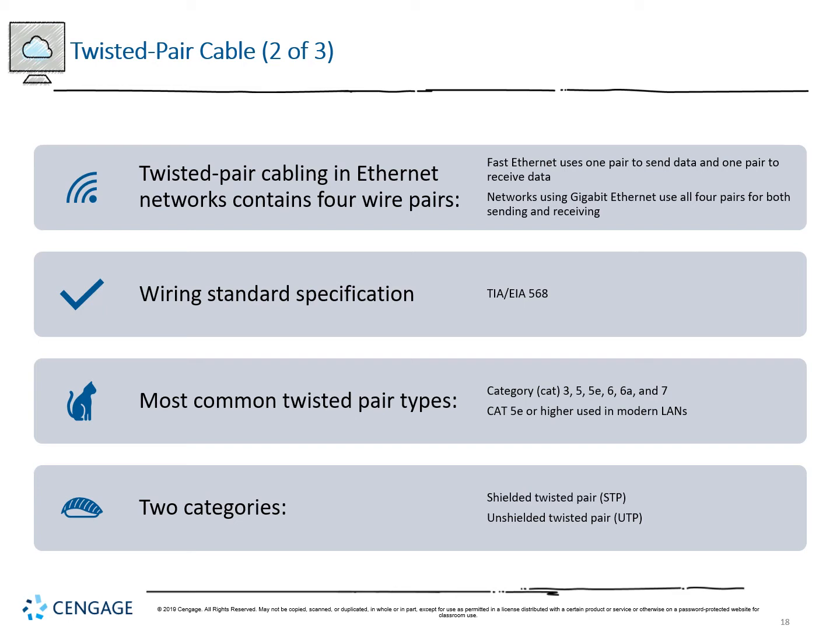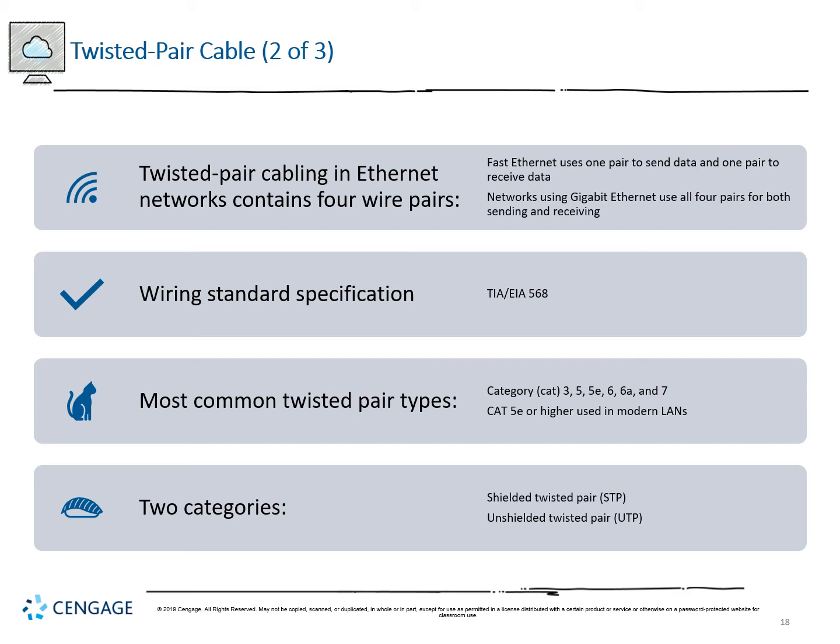With gigabit, it uses all 4 pairs. So we haven't had a need to supersede twisted pair cabling beyond RJ45 just yet. Anything beyond that, we go for fiber. The wiring specification we use is TIA/EIA 568 A and B. The most common twisted pair types we see are categories 3, 5, 5E, 6, 6A, and 7.